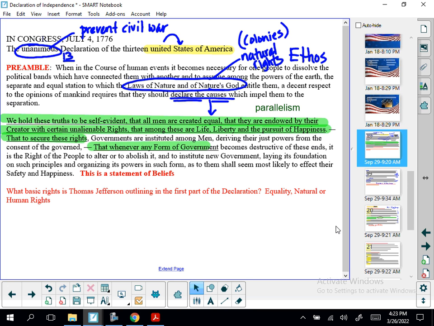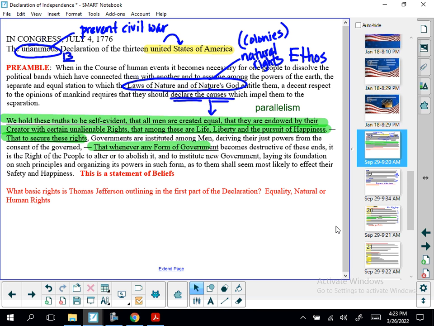It says, when in the course of human events it becomes necessary for one people to dissolve the political bands which have connected them with another, and to assume among the powers of earth the separate and equal station to which the laws of nature and nature's God entitle them, a decent respect to the opinions of mankind requires that they declare the causes which impel them to the separation.